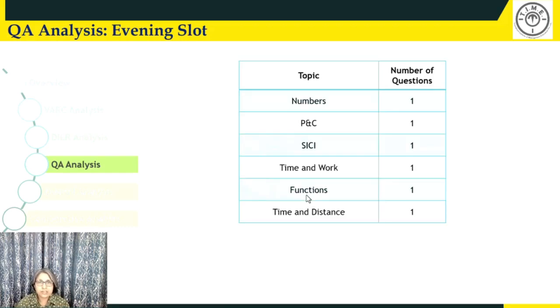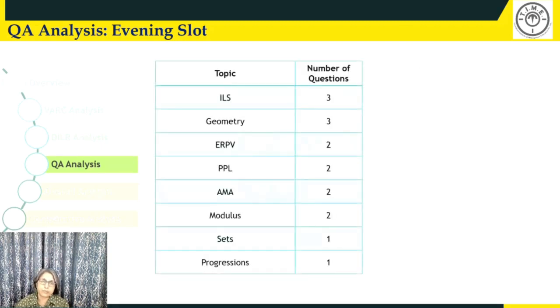Numbers, which had not featured very prominently in the previous CAT, we had questions on numbers also, functions. So you can see the distribution of questions was over a large number of topics, which obviously highlights the importance of not neglecting any topic in a proper preparation.